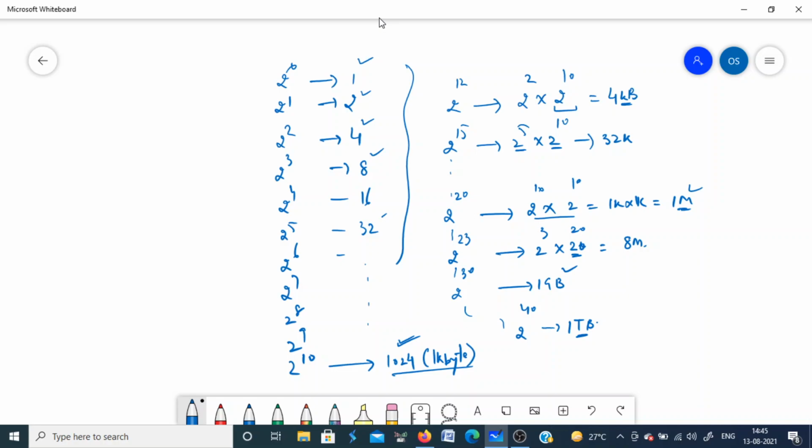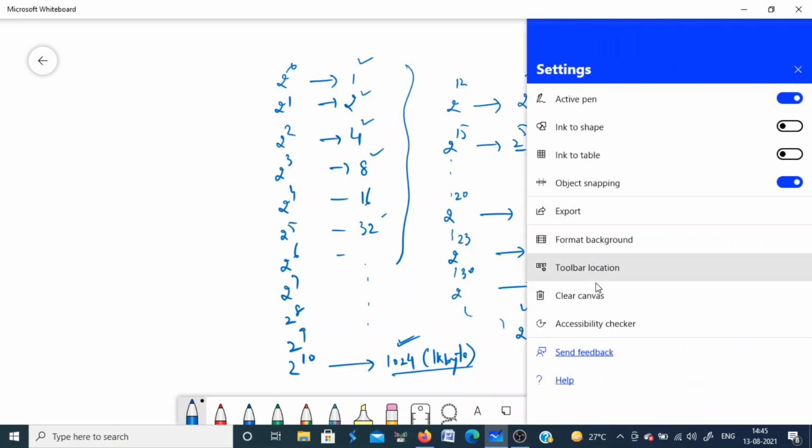So this is how the size of the memories is identified. Right now you are using mobile phones, with 128 GB or 256 GB of memory, so now you can see how much space you have in your devices.